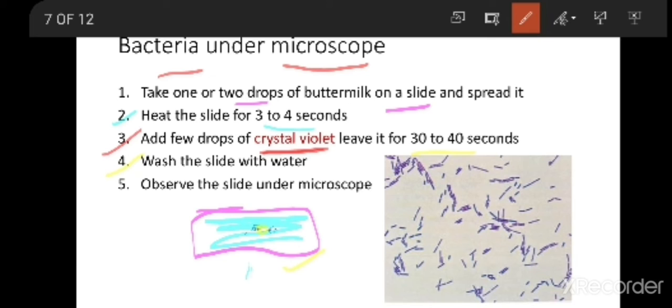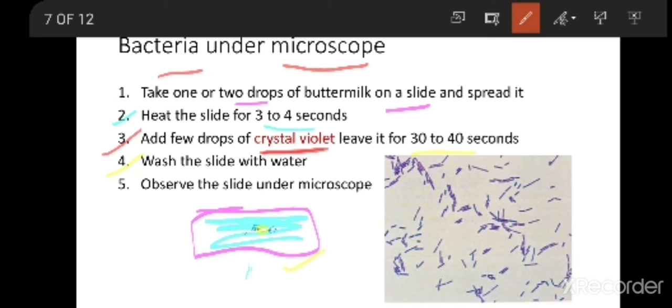Just keep it, you have to dip it in water. That's it. Or just rinse it slightly with running water. But you should not use force to wash the slide. Just gently wash the slide so that the excess stain will be removed from the slide. Then the same slide you have to observe under the microscope.